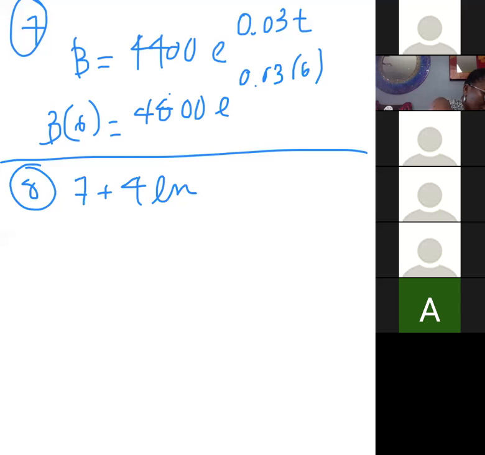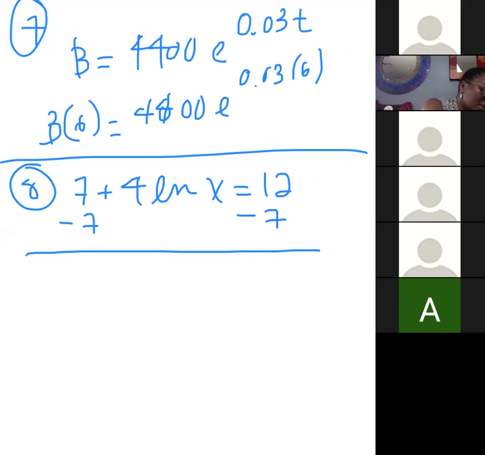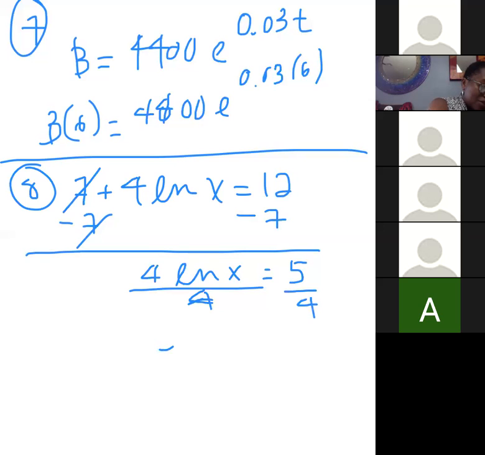Okay, there we go. 7 plus 4 times natural log of x equals 12. We're going to isolate the log term. So the 7 cancels out, leaving us with 4 natural log x is equal to 12 minus 7, which is 5. And then we're going to divide both sides by 4, guys. So we're left with natural log x is equal to 5 over 4.